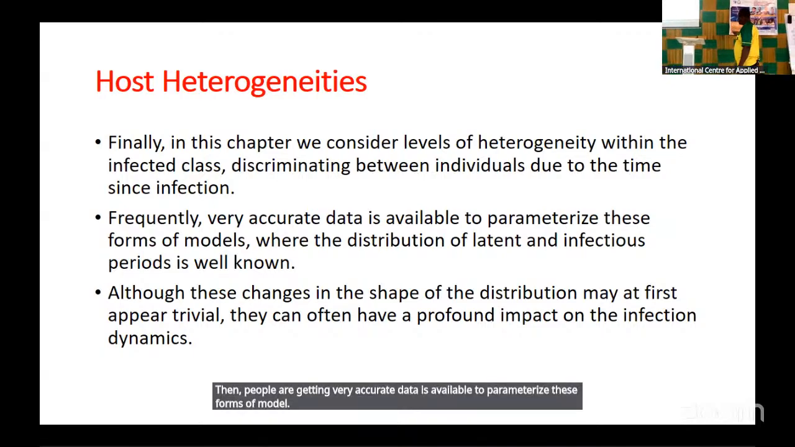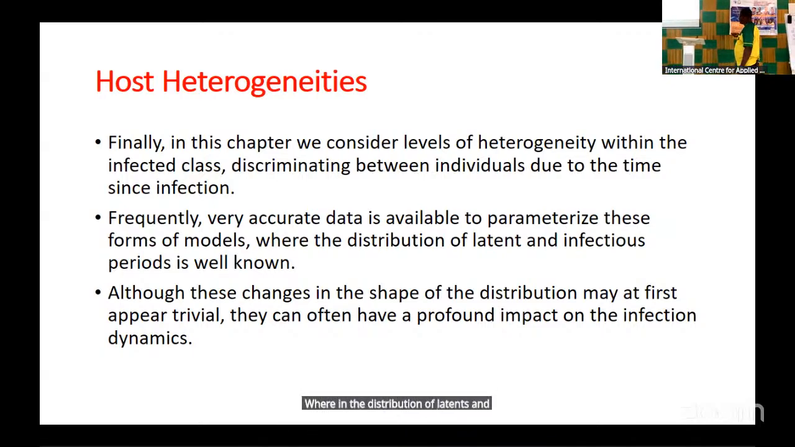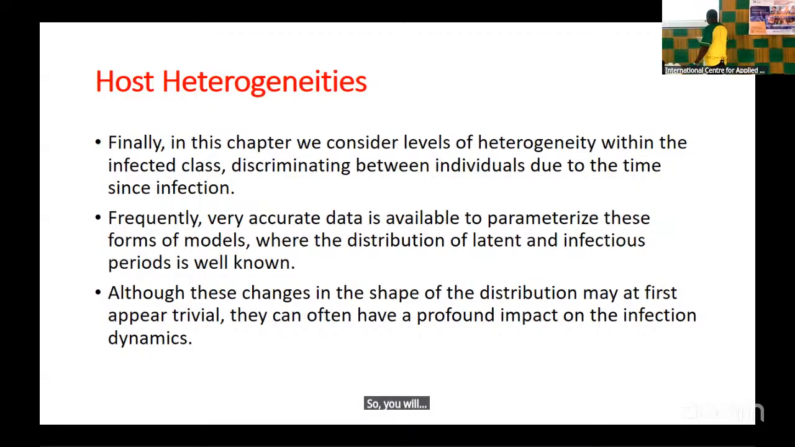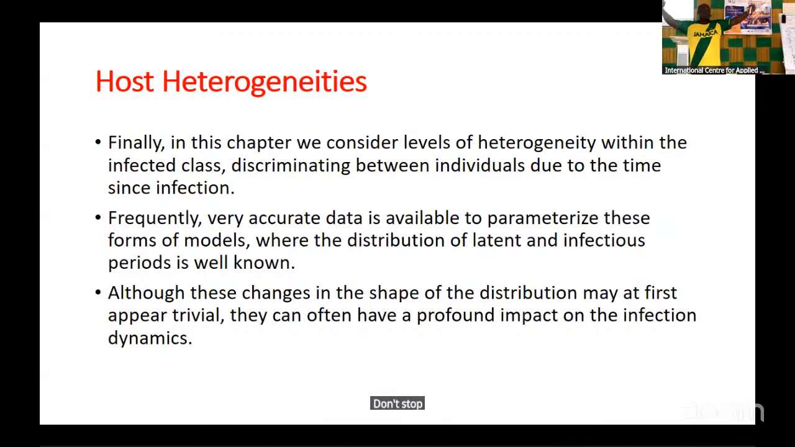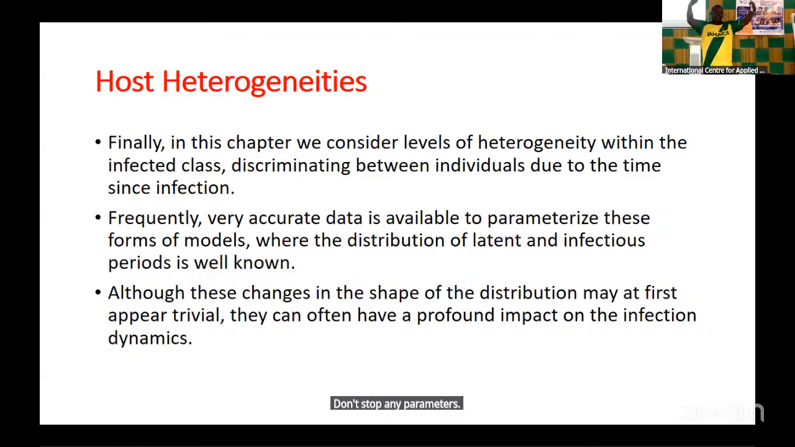Then, frequently, very accurate data is available to parameterize these forms of model, where the distribution of latent and infection period is well known. So you will face challenges with data availability once the model becomes more complex, because you have so many parameters, the structure of the model has increased, and there are a lot of things that you have factored in.